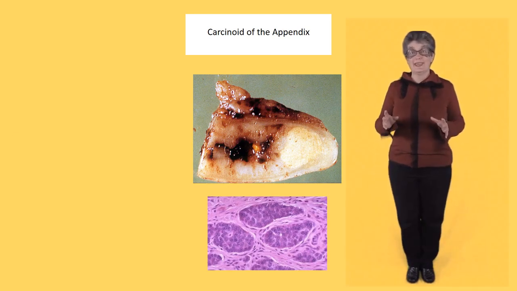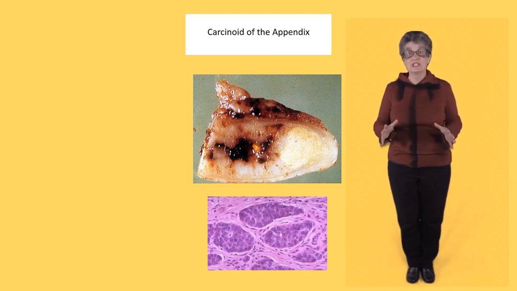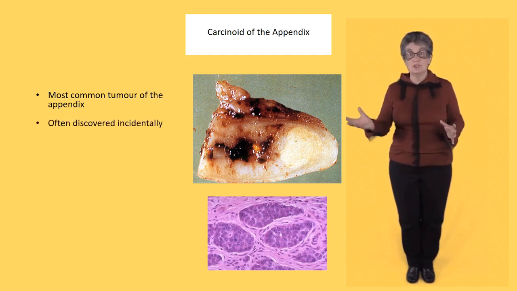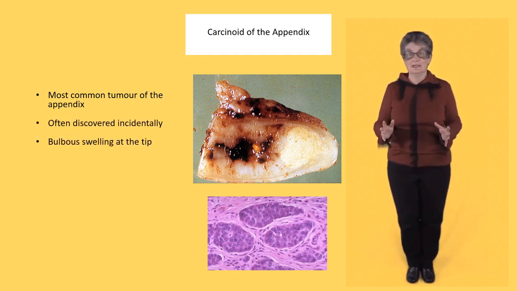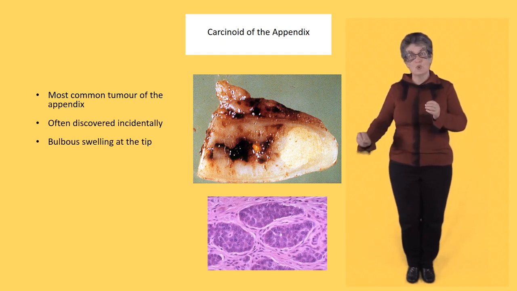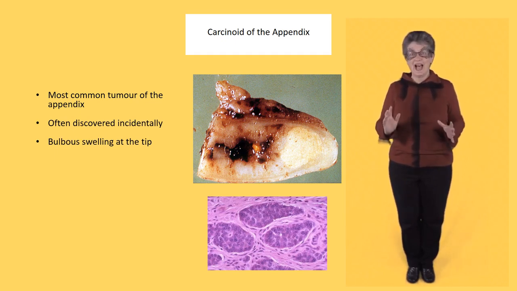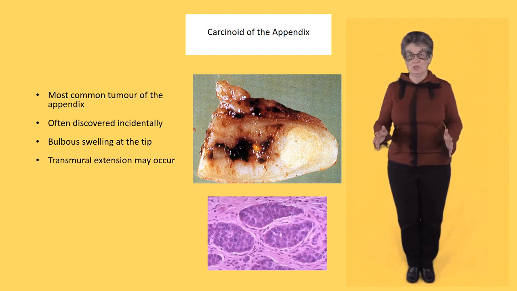Our final topic in the upper GI tract is carcinoid tumours. So carcinoid tumours can occur widely throughout the GI tract, and they can also occur in the lung, but most commonly they occur in the appendix. It's usually discovered incidentally as a bulbous swelling at the tip of the appendix that tends to spread through the wall of the appendix.